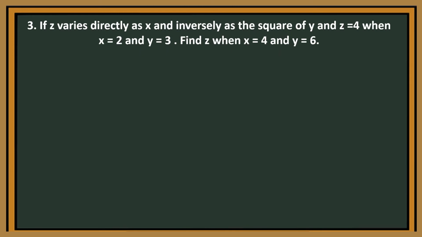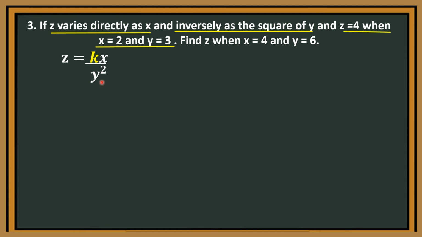Number 3. z varies directly as x and inversely as the square of y, and z is equal to 4 when x is equal to 2 and y is equal to 3. Find z when x is equal to 4 and y is equal to 6. So we're going to translate first. z varies directly as x. So in equation, that is z is equal to k times x, wherein k is constant. Next, inversely as the square of y. Since we have here the word inversely, that is over y squared.